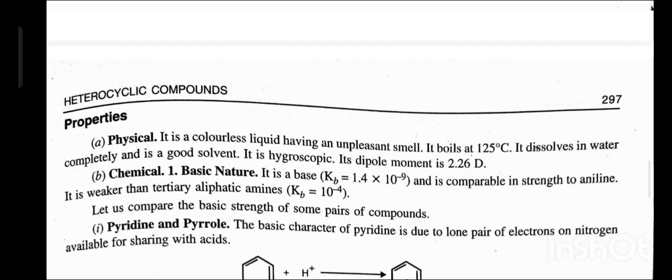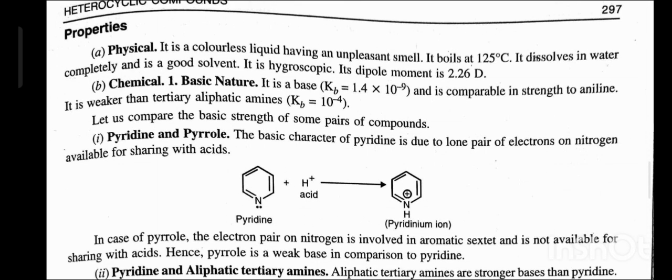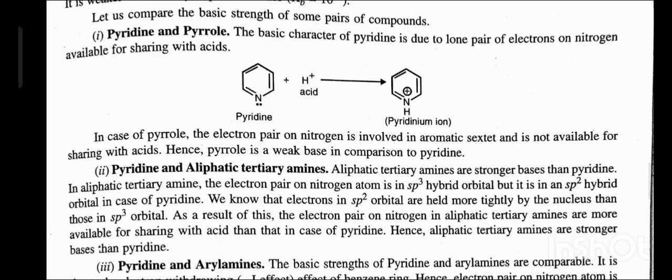Let us compare the basic strength of some pairs of compounds. First, pyridine and pyrrole. The basic character of pyridine is due to the lone pair of electrons on nitrogen being available for sharing with acid. In the case of pyrrole, the electron pair on nitrogen is involved in the aromatic sextet and is not available for sharing with acid. Hence, pyrrole is a weak base compared to pyridine.